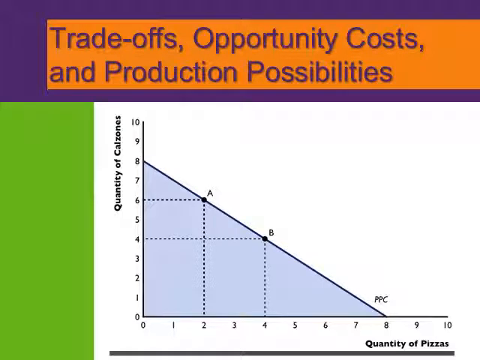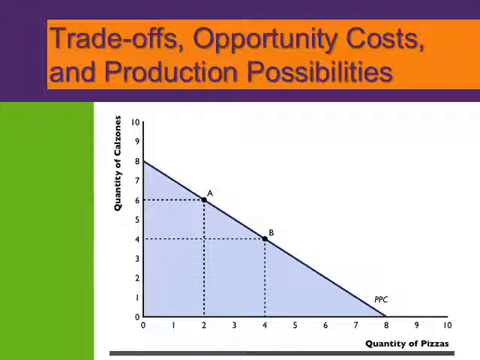Our production possibilities curve also shows the ideas of trade-off and opportunity cost. If Guido's is producing at point A, he is producing 6 calzones and 2 pizzas. If more customers want pizza, Guido has to trade off making calzones to make pizza instead. By quantifying this, we can find the opportunity cost.